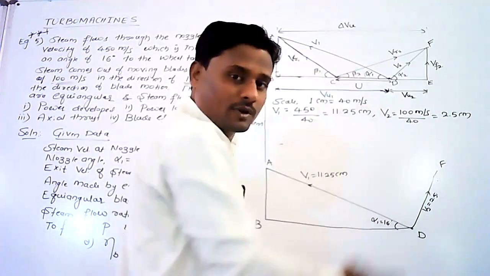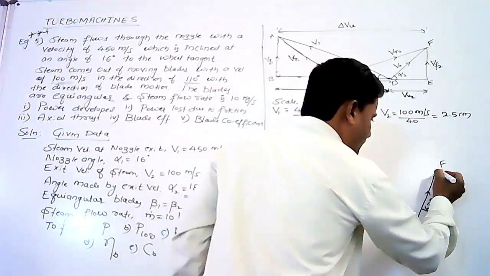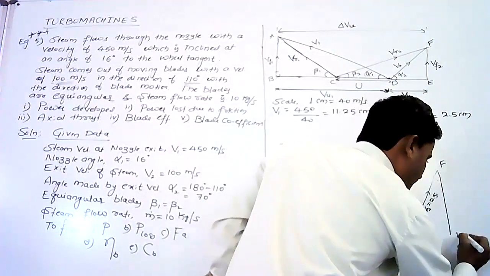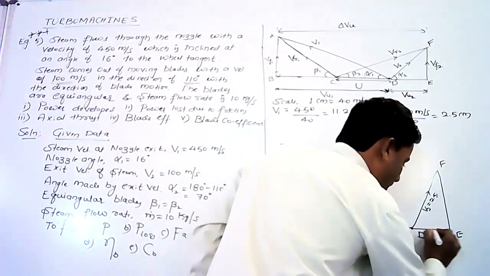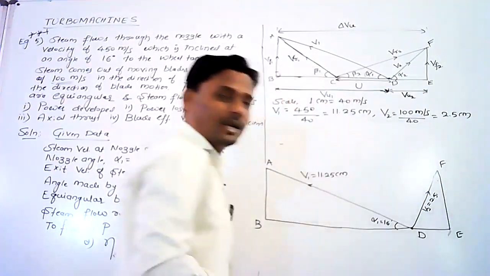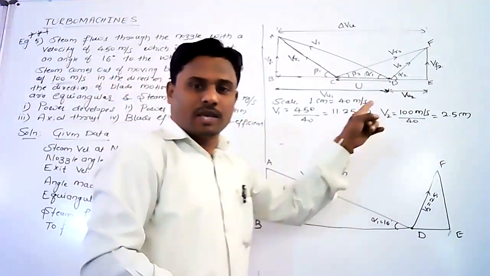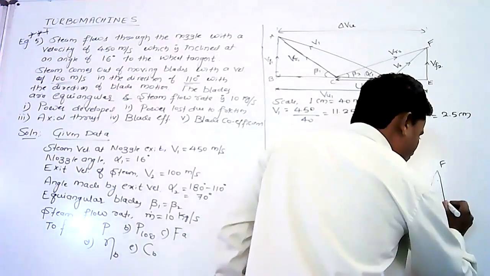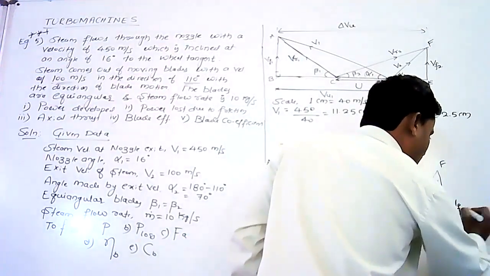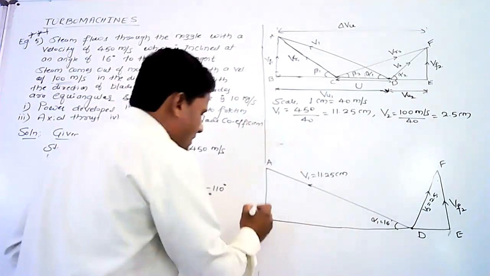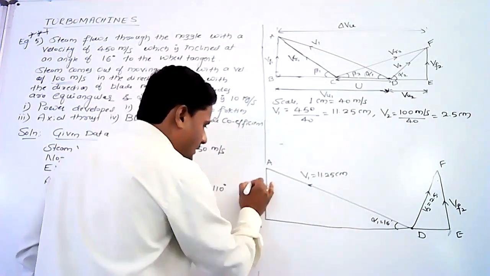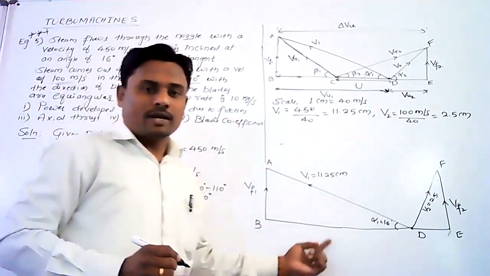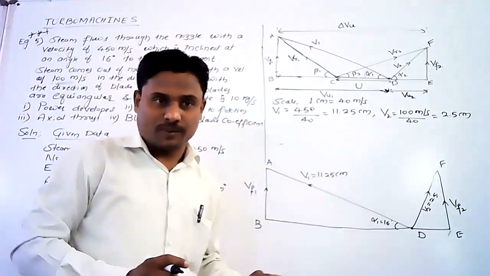Now from point F, drop a vertical line up to E. Now join DE. Fine, so FE should be a perfectly vertical line. This is of course VF2 here, and this is VF1. Now the question arises: how to get the exact location of point C?